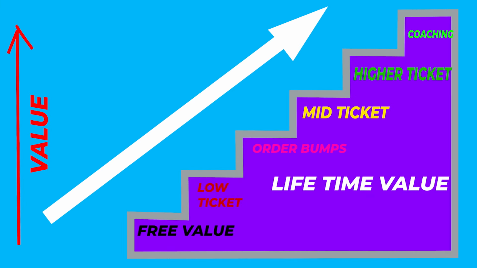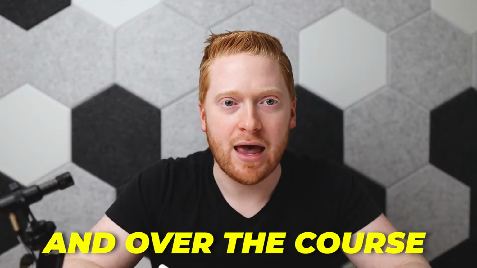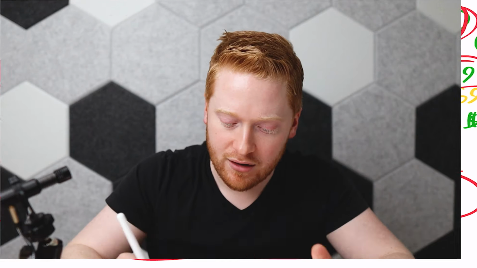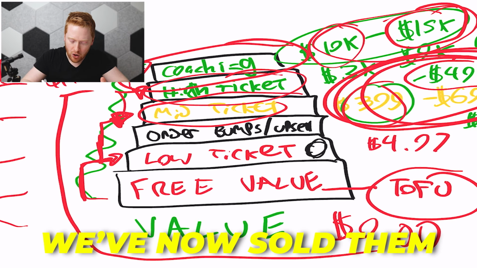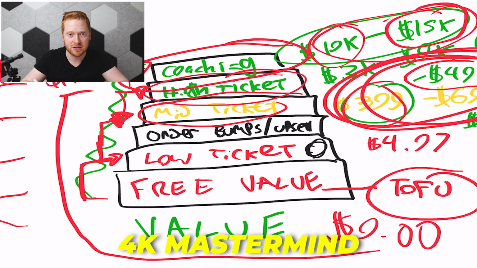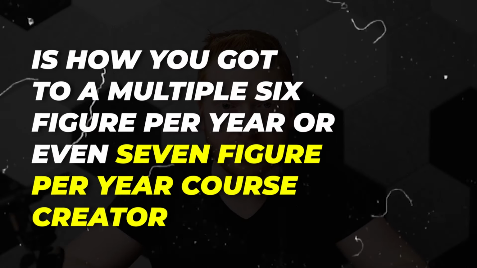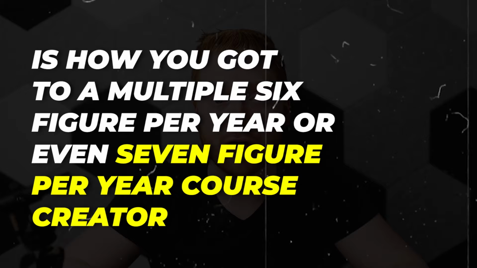So it stands to reason, if every step of the ladder has helped them grow, why won't this final step help them grow, right? They started off investing just $27. Now they're investing $10,000 to $15,000. And over the course of a year, instead of selling them one $500 course, we've now sold them a $27 course with upsells, then a $500 course, then a 4K mastermind, then a $10,000 to $15,000 coaching program. We've drastically increased the lifetime value of every single customer that comes into our ecosystem. And that right there is how you go to a multiple 6-figure per year or even 7-figure per year course creator.